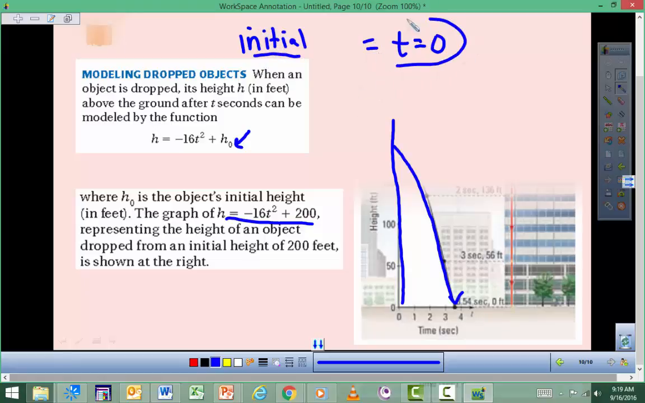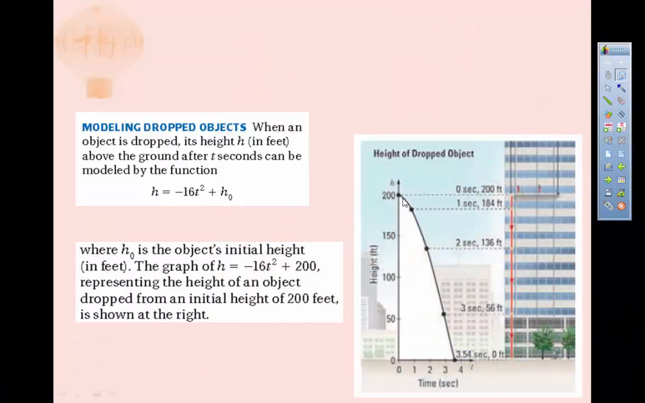Okay? So what you're asked to do is to figure out the height when time is equal to 0. Well, if you go back to this picture here, the height initially was 200 feet. So apparently these painters are up there and they dropped something. I want to find out how long it takes to fall to the ground.